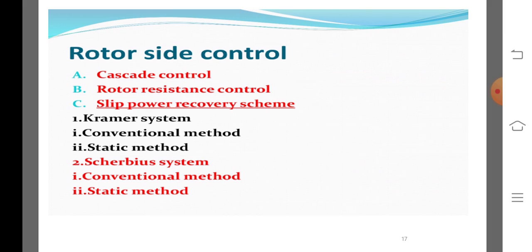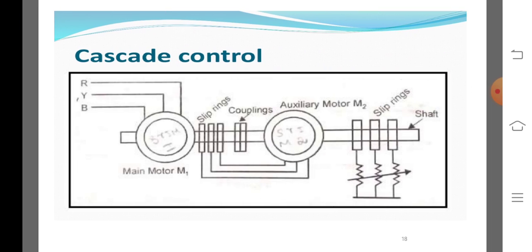Okay. Rotor side control also has three important classifications: cascade control, rotor resistance control, and slip power recovery scheme. Those three main classifications have some sub-classifications. Those are the Kramer system, conventional system, and static method. The Scherbius system can produce two classifications: conventional method and static method. Come, let's go with cascade control.